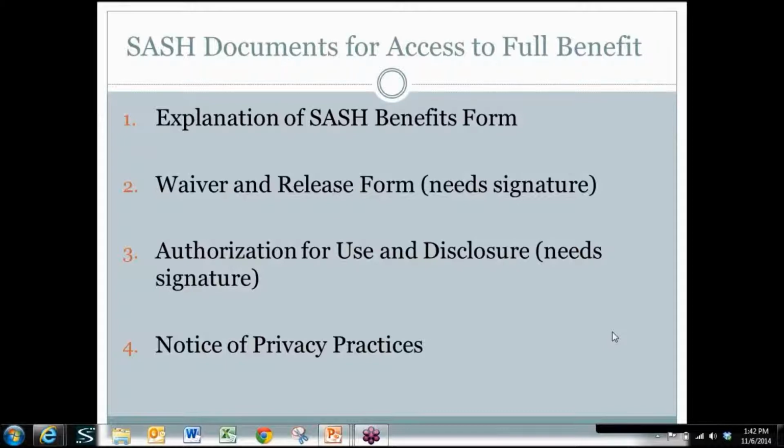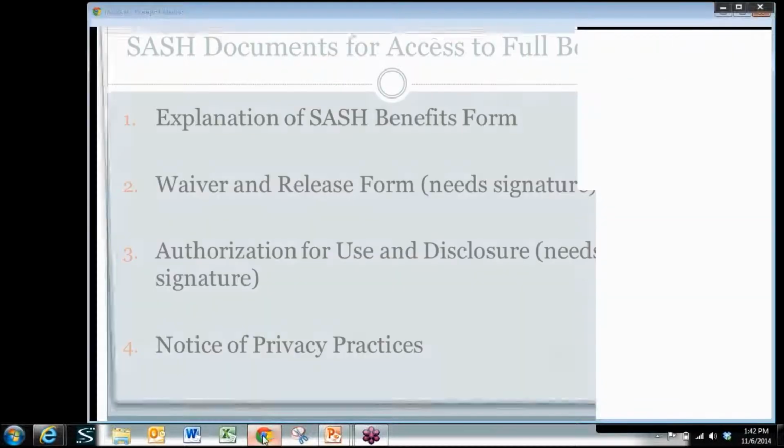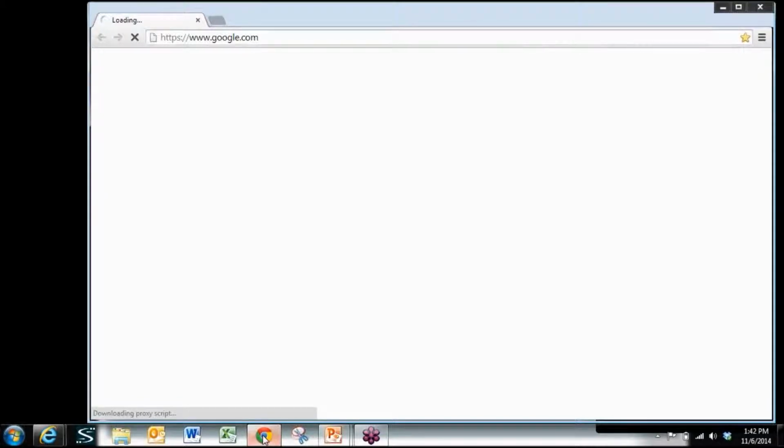So let's go and grab the first form, and what you're going to want to start off with is the explanation of SASH benefits form. When you're going to meet with a potential participant, you're going to want to start with that one. So what I'm going to do is take you to where you would go get it. So I'm going to go to the SASH Vermont, SASH VT website.